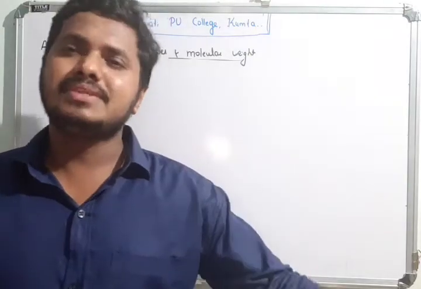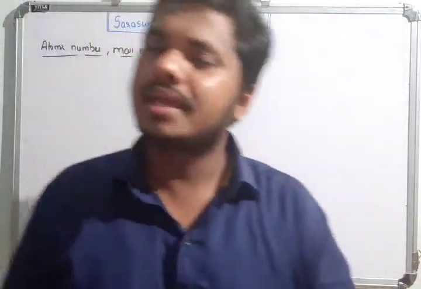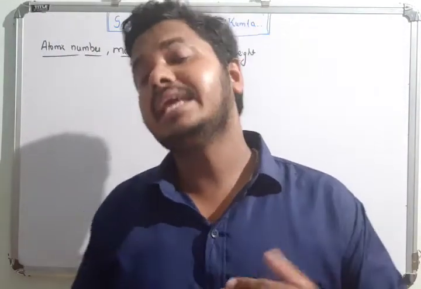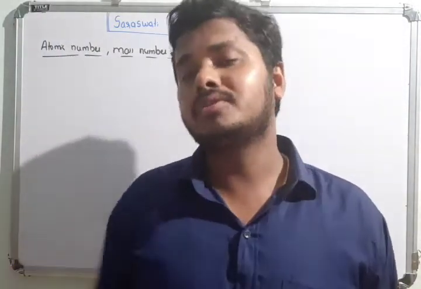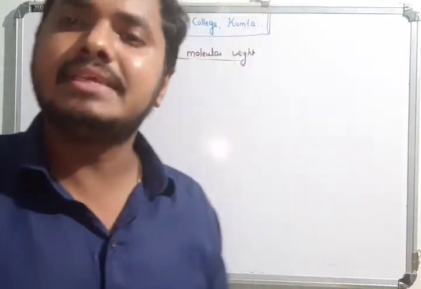Now, in the previous sessions, we have learned basic things about writing the chemical formula, writing the chemical equation, and the symbols used for the different chemical equations. All those things are some of the basic things that are required.